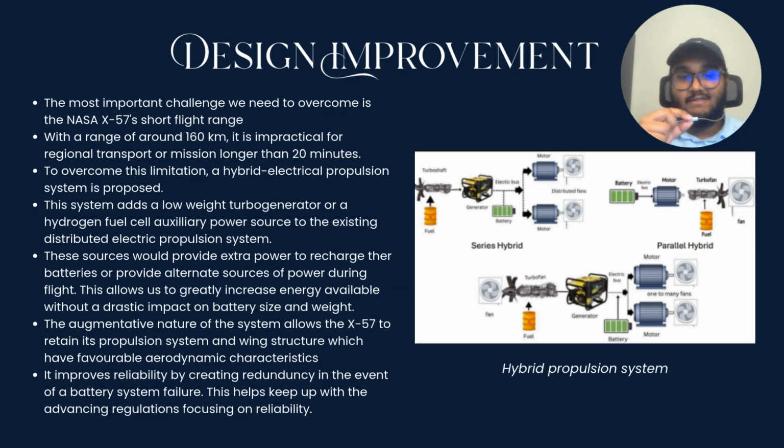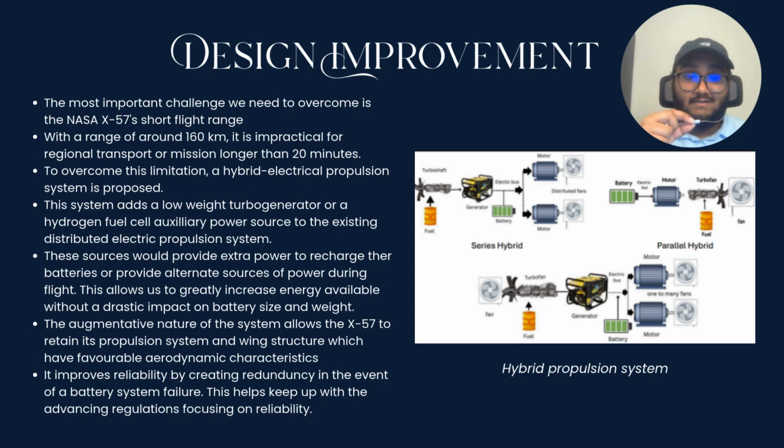So, to its existing distributed propulsion system, we will add on a low weight turbo generator or a hydrogen fuel cell auxiliary power source. These sources would provide either a way to recharge the batteries during flight or work as an alternative source of power during flight. This greatly increases our available energy during flight without a drastic impact on weight or size.